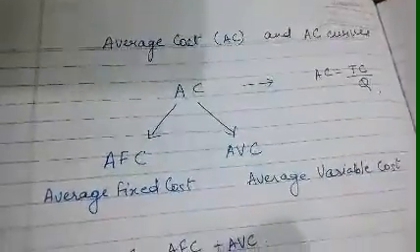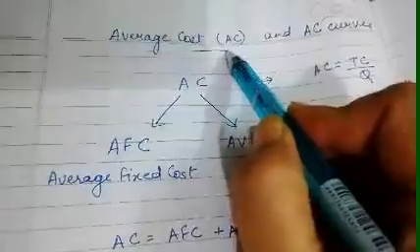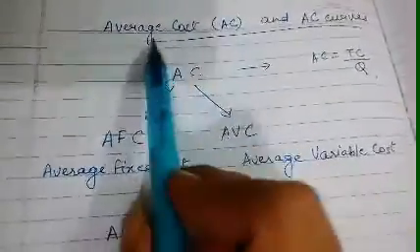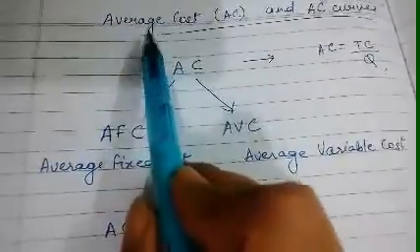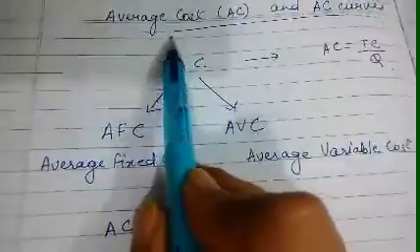Good morning, children. Today we are going to discuss average cost and average cost curves. Okay, so first, what is the meaning of average cost? Average cost is the cost per unit of output produced.